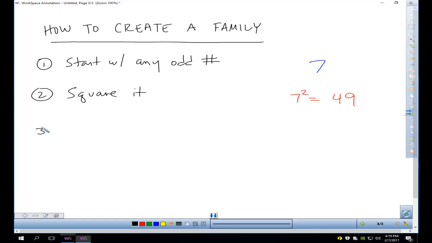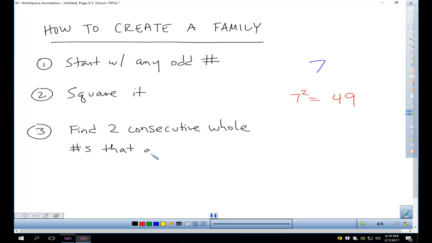Now, here's the tricky part. I want you to find 2 numbers right next to each other, 2 consecutive whole numbers that add up to 49. Can you figure out what those 2 would be? If you have a hard time with that, just use your calculator and divide 49 by 2. You'll always get a decimal with 0.5 in it. The whole number that comes before that and the whole number that comes after that would be your 2 consecutive numbers, 24 and 25. Notice those are in blue.